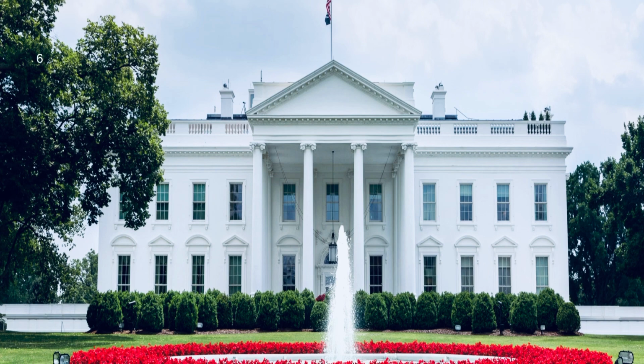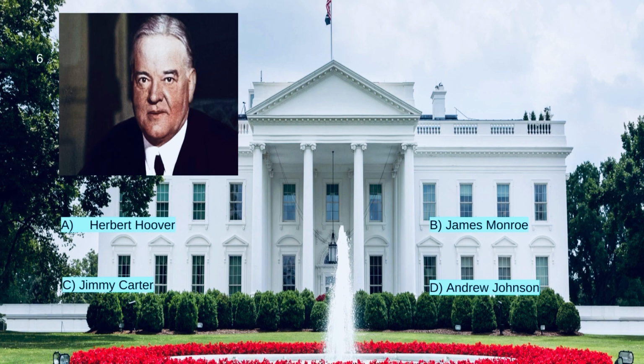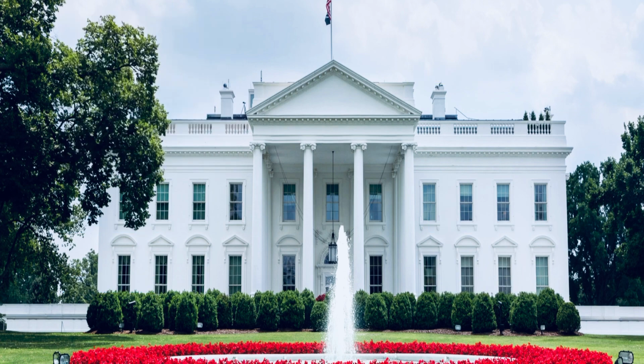Question number 6. Who is this president? Option A, Herbert Hoover. Option B, James Monroe. Option C, Jimmy Carter. And option D, Andrew Johnson. Your time starts now to guess. Our answer of this question is Herbert Hoover. He was the 31st President of the United States.